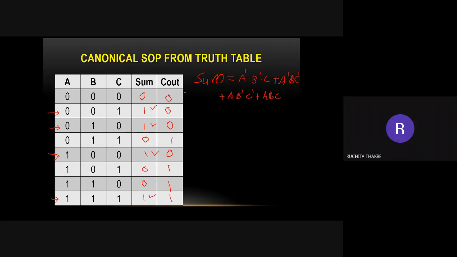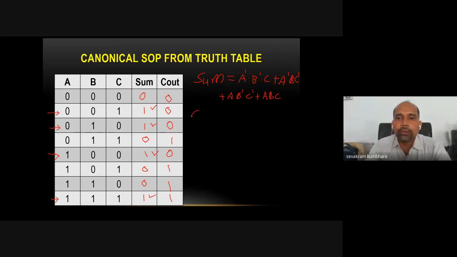Similarly, we can find out the SOP form for Cout. What we have to do? We have to find out the rows which have Cout equal to 1, and then look at the input side. So here A is 0, B is 1, C is 1.